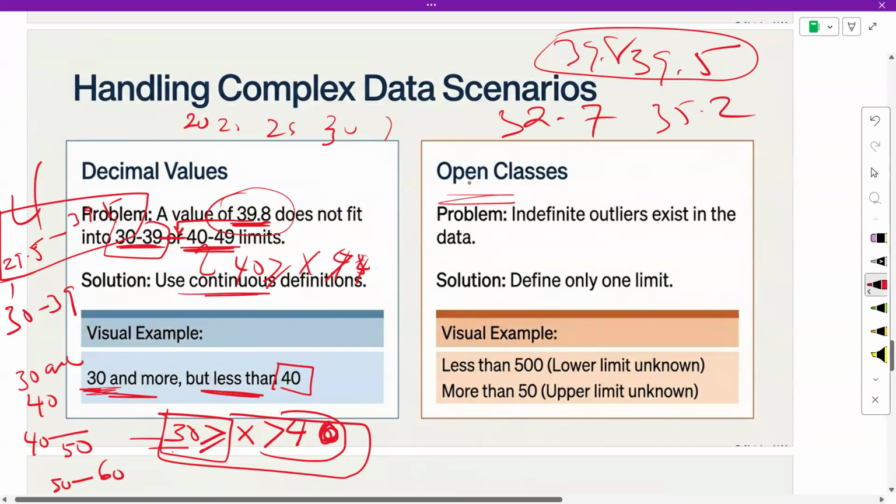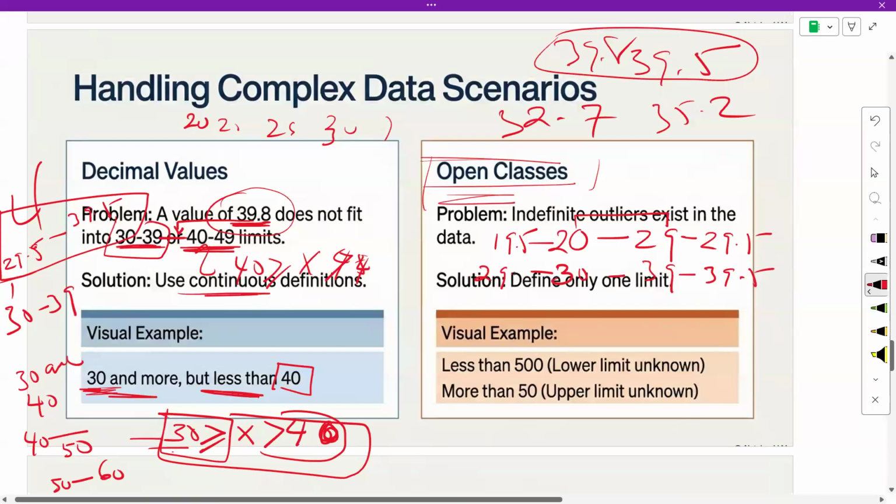And one more scenario is called open class. Each class has its own boundary, for example, 20 to 29 and 30 to 39. So it has a class boundary. Here 19.5, here 29.5, and 39.5. That is the class boundary. But there are instances where we can't define the boundary.